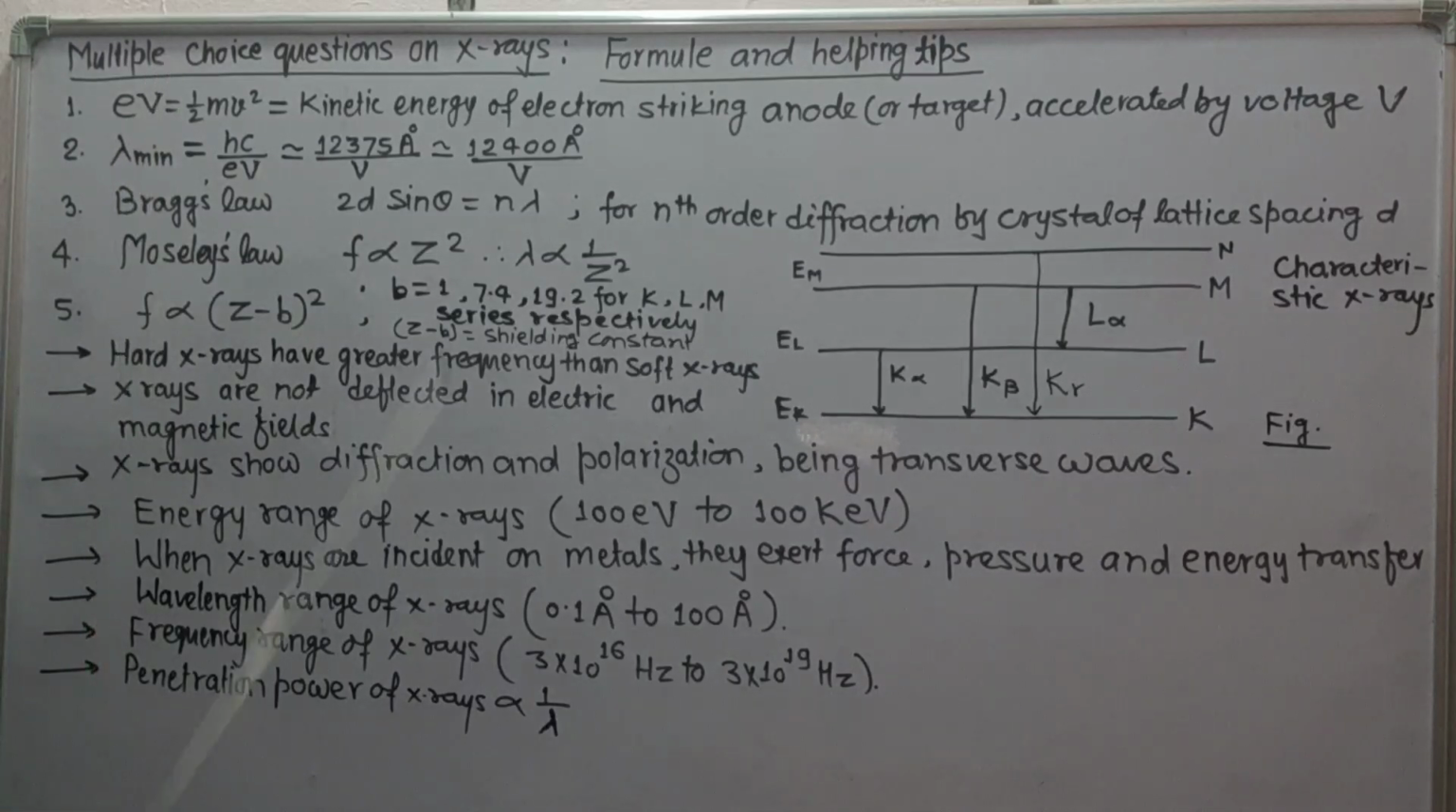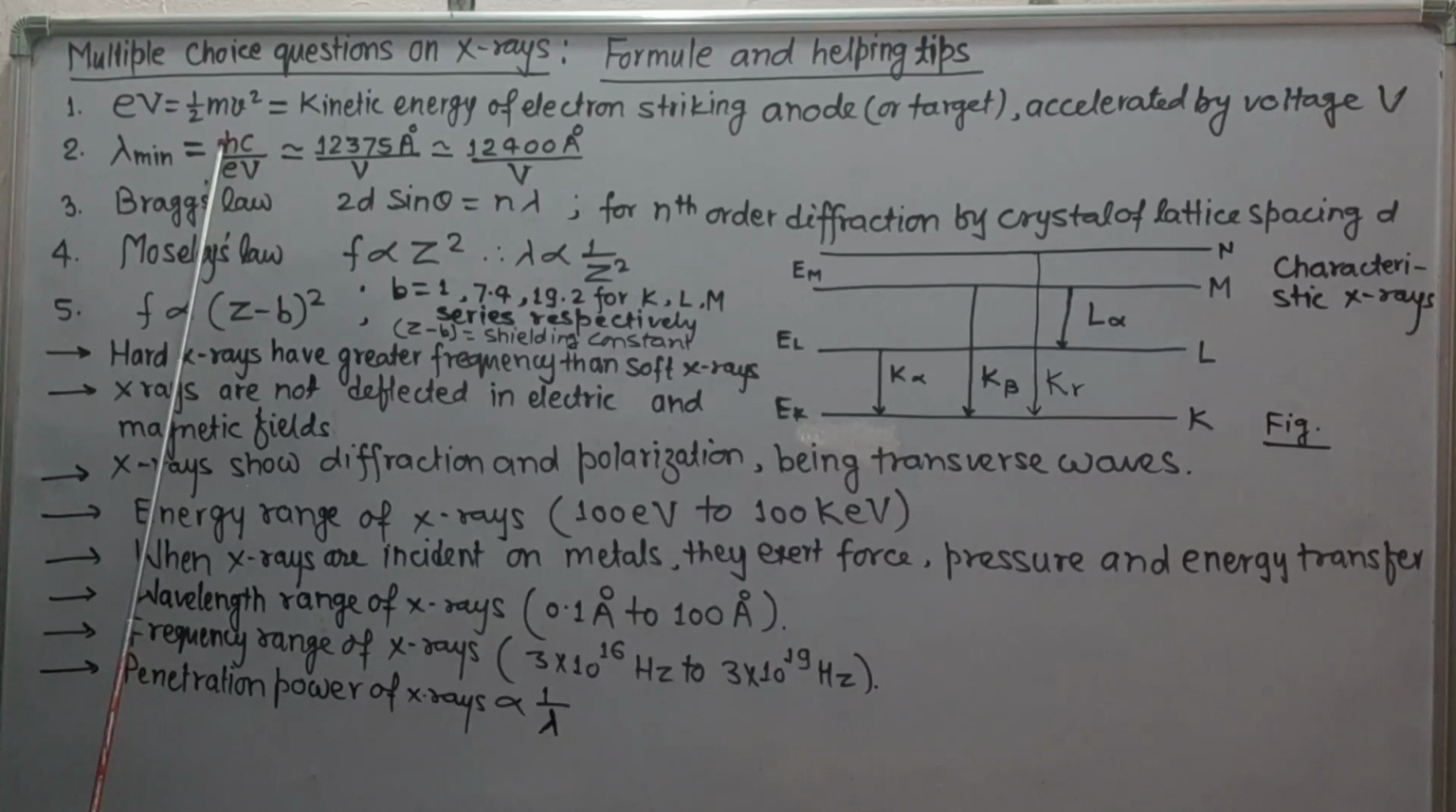if V is the potential difference between anode and cathode, then kinetic energy of electron striking the anode is equal to eV is equal to half mv square. If total kinetic energy of electron striking anode is converted into X-rays, then wavelength is minimum and is given by lambda minimum is equal to hc upon eV.